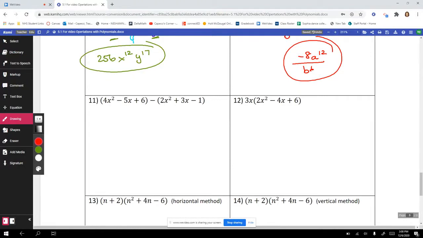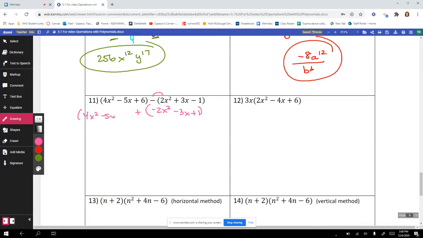Okay, moving on, we have a couple different operations here. I'm going to subtract. So what happens is this negative here, I'm going to distribute that. I get negative 2x to the second minus 3x plus 1. That might be a little bit easier. It's almost like you're adding it now in between.